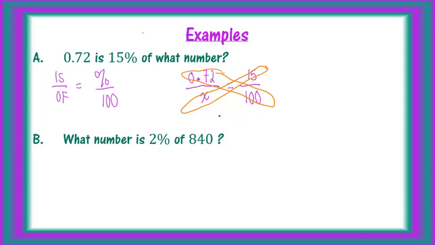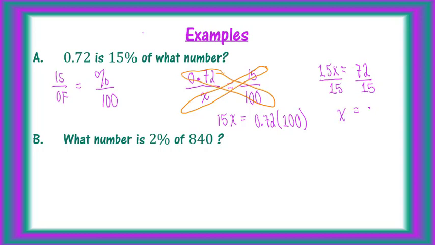So I have 15x equals 0.72 times 100, which is simply 15x equals 72. Solving equations, divide both sides by 15, and we get x equals 4.8 or 4 8/10.